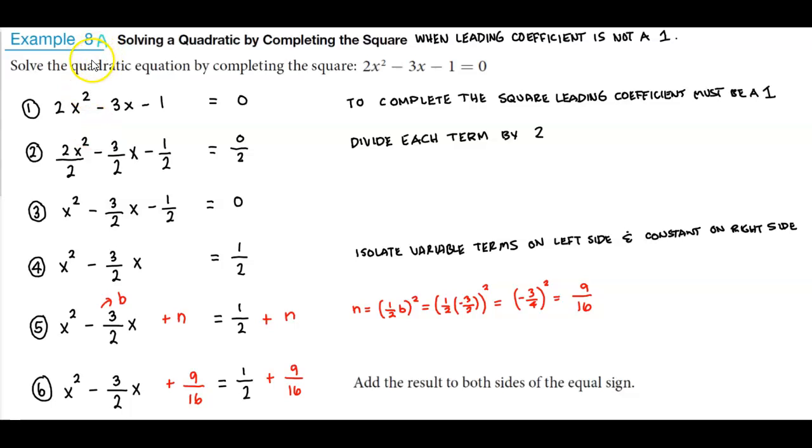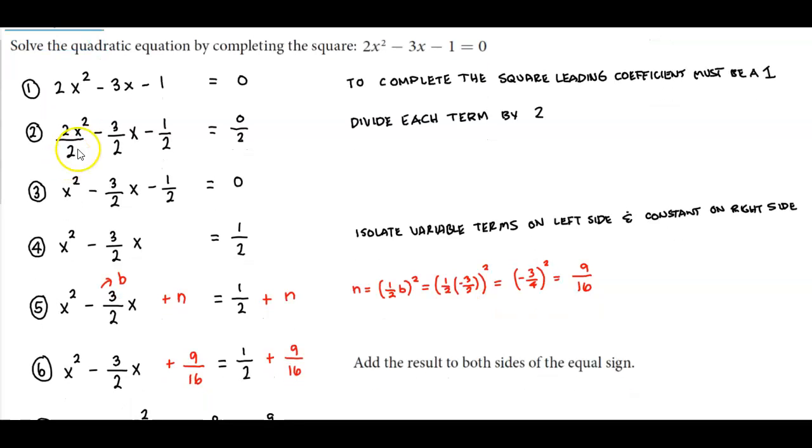Okay, here's an additional example, example 8a, solving a quadratic by completing the square when the leading coefficient is not a 1. Solve the quadratic equation by completing the square: 2x squared minus 3x minus 1 equals 0. In order for us to complete the square, the leading coefficient must be a 1. In this scenario, in step number 1, it's not a 1.